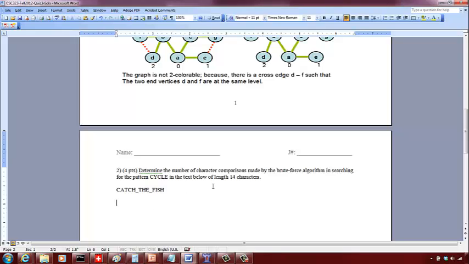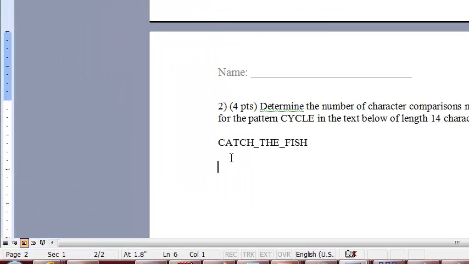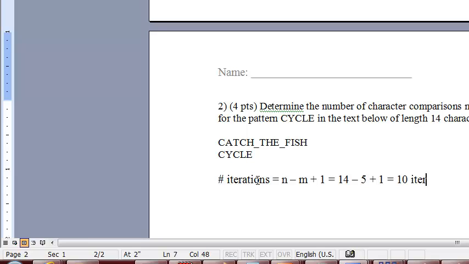Okay, so there are 14 characters totally, and you compare this with cycle. So the first character matches over here, but the second character doesn't match over here, right? So first of all, before that, let's fix these things. The number of iterations we are going to have is going to be n minus m plus 1, where n is the length of the string and 5 is the length of this pattern, so that's going to be 10 iterations.